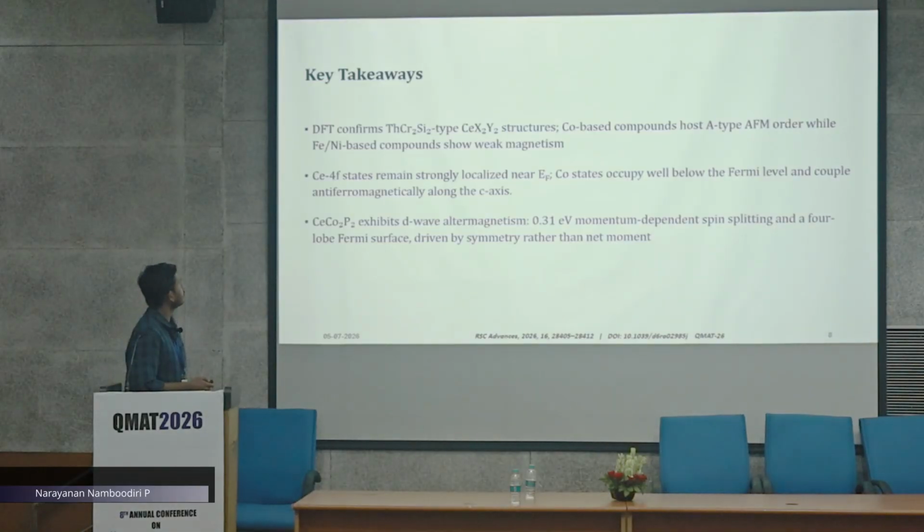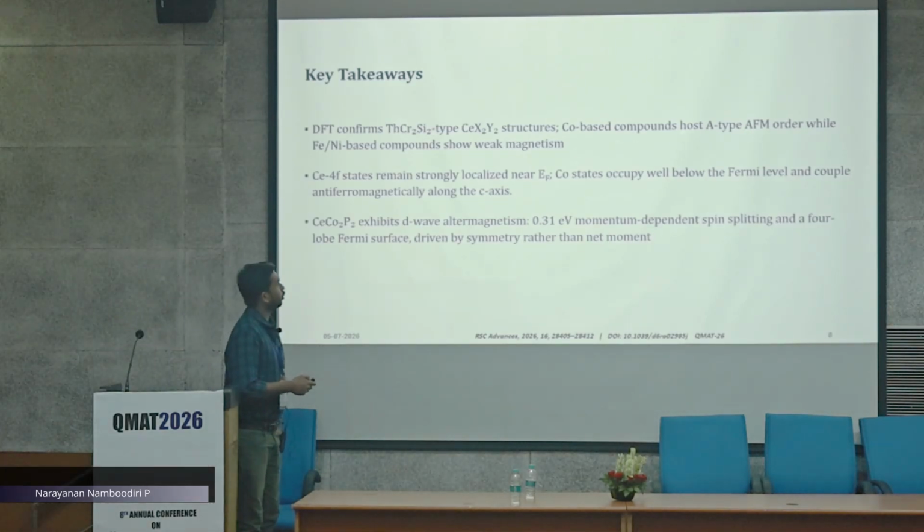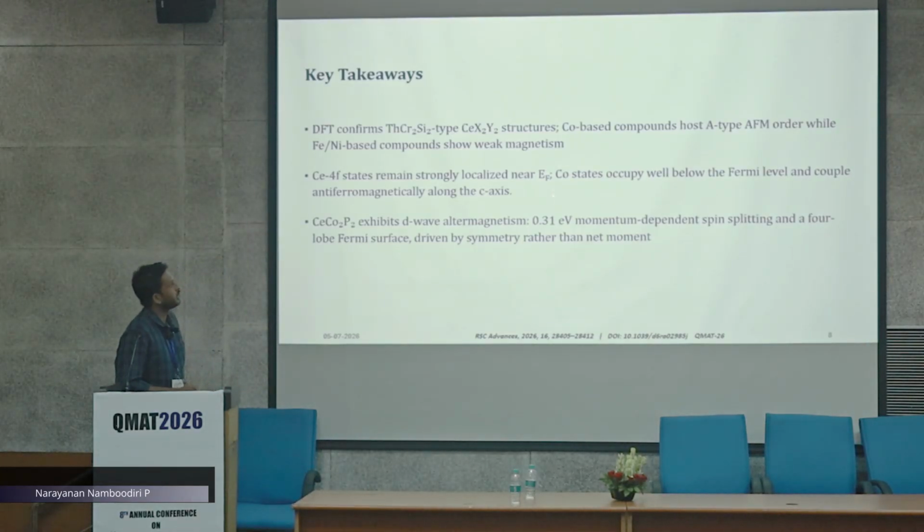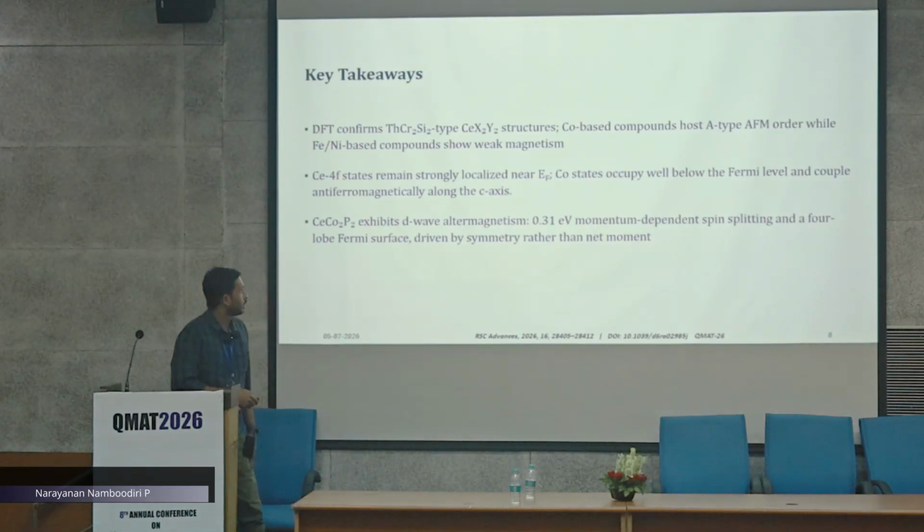Now concluding the work, we have confirmed from DFT that the CeX2Y2 structures crystallize in the ThCr2Si2-type structure, with the cobalt-based compounds hosting A-type AFM ordering, while the nickel and iron based compounds show weak magnetism. The Ce 4f states remain strongly localized just above EF, and the Co states lie well below the Fermi level and couple antiferromagnetically along the c axis. CeCo2P2 exhibits d-wave altermagnetism with a 0.31 electron volt momentum-dependent spin splitting, which is driven by the symmetry rather than the magnetic moments.